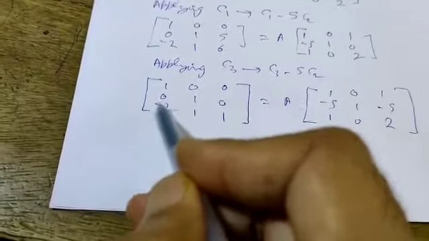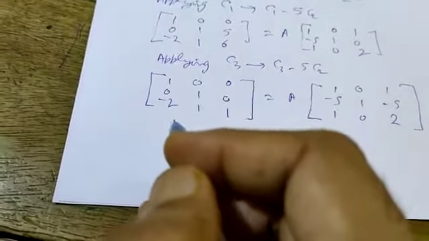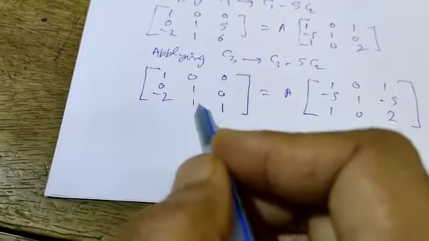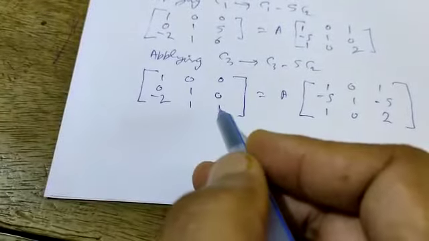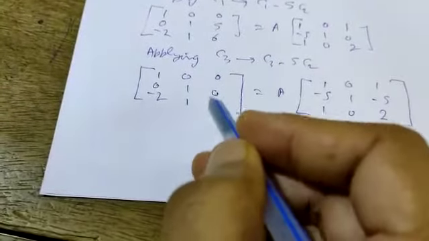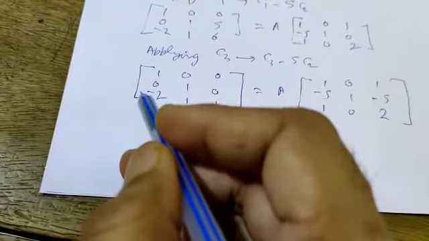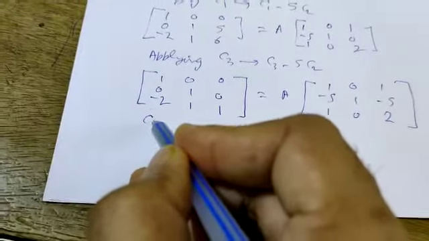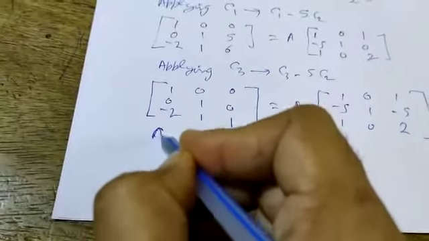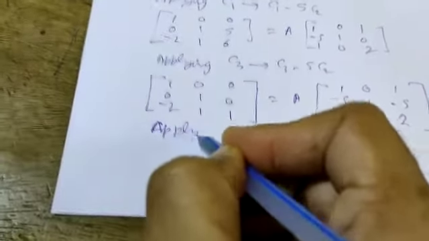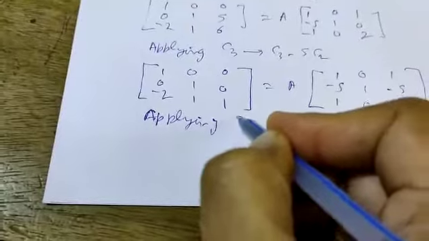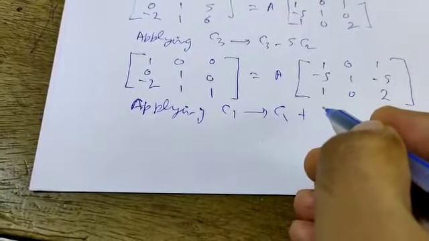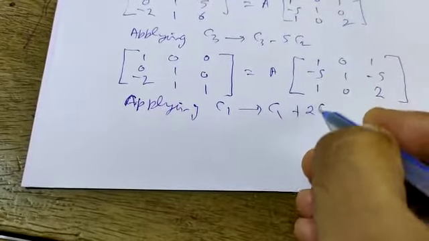First we'll make this one as 0. For that, what we can do is multiply column 3 with 2 and add with column 1. So applying, column 1 becomes column 1 plus 2 times column 3.